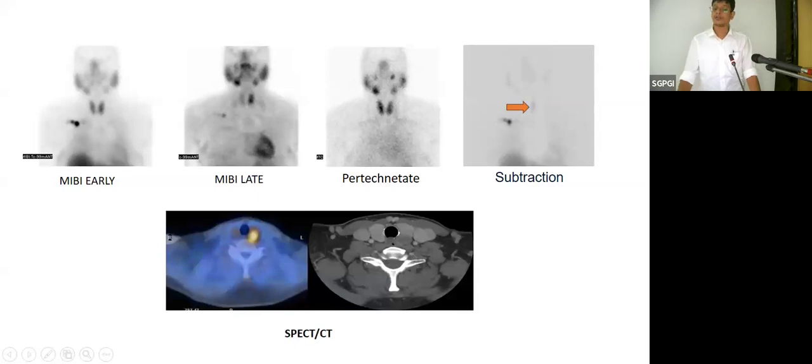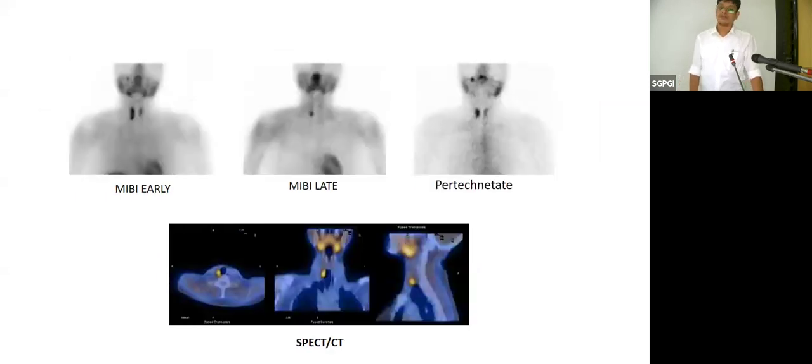You have a SPECT CT. You can clearly see there is an intense uptake in the region posterior to the left lobe of the thyroid, and your CT is also of good quality. Then you can clearly see the lesion. But all scans are not like that.